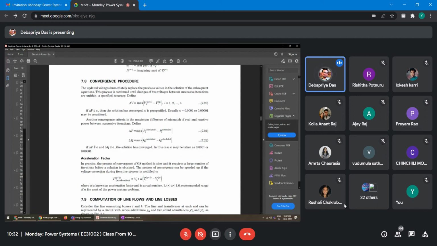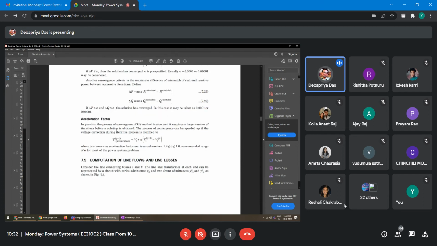So here it is written separately. If delta P and delta Q are less than epsilon, then the solution is converged. It may be 10 to the power minus 4 or 10 to the power minus 5. This is the solution convergence criteria. This convergence criteria will be true either for the Gauss-Seidel method or the Newton-Raphson method, that will be seen later, right?